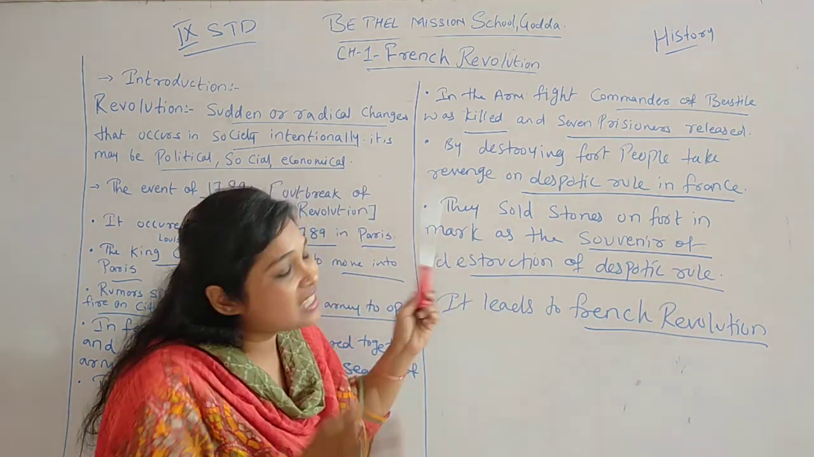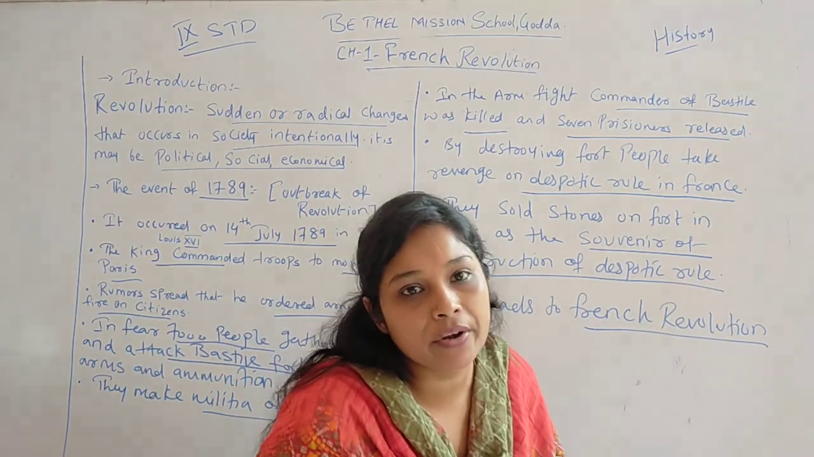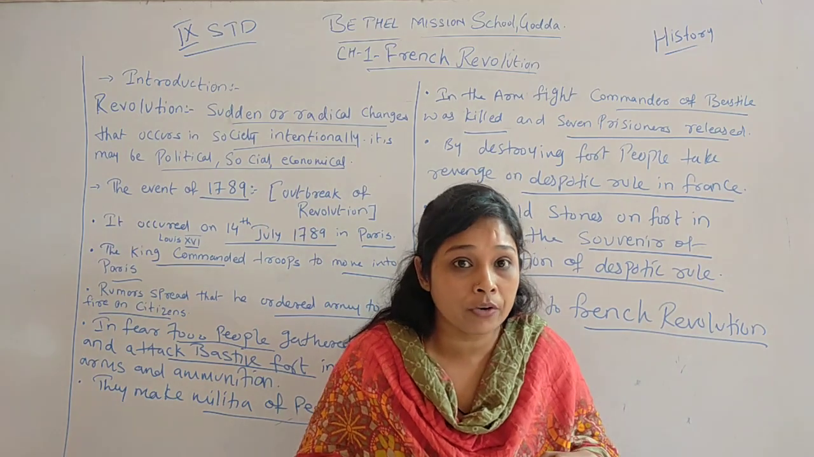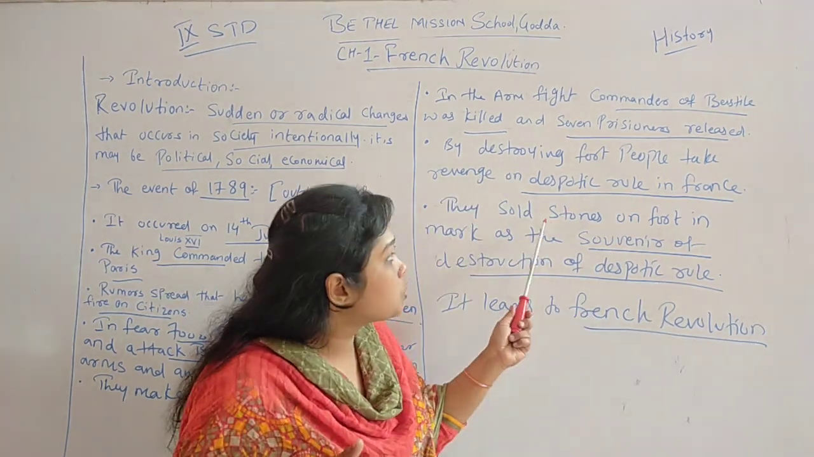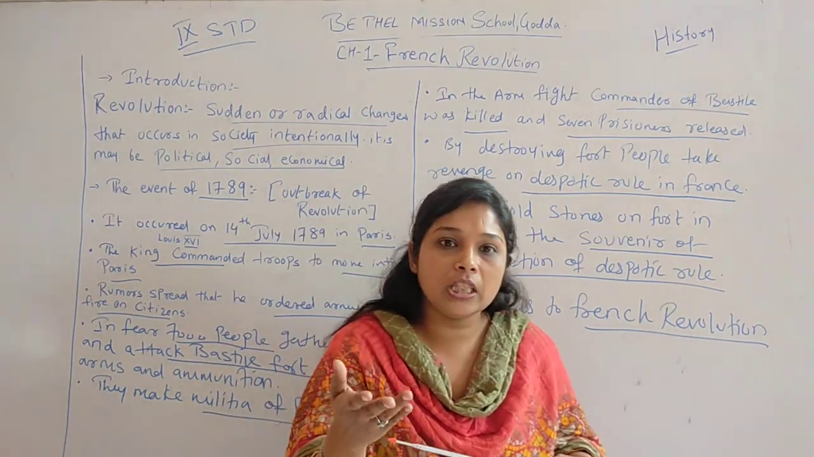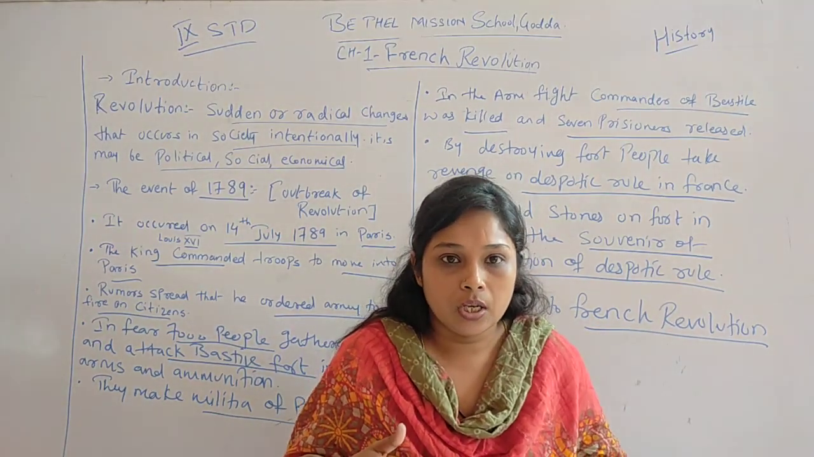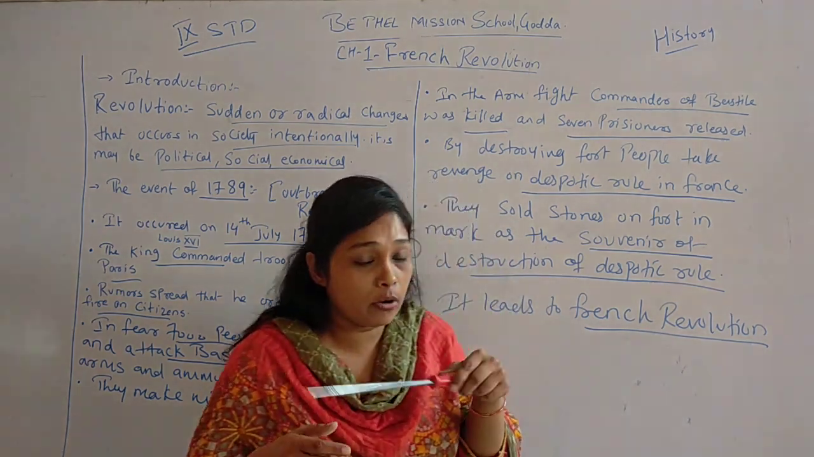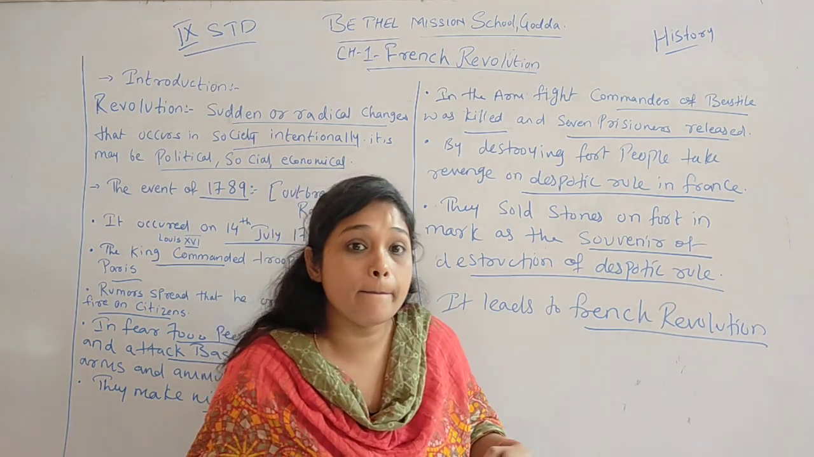But over here the same thing happens. People have a hatred against the despotic rule in France. People have hatred against the monarch king or monarch rule in France. So to take revenge, what do people do? People destroy the fort. Initially, they go there in search of arms and ammunition. But when they get arms and ammunition, to take that revenge, people destroyed the fort of Bastille.